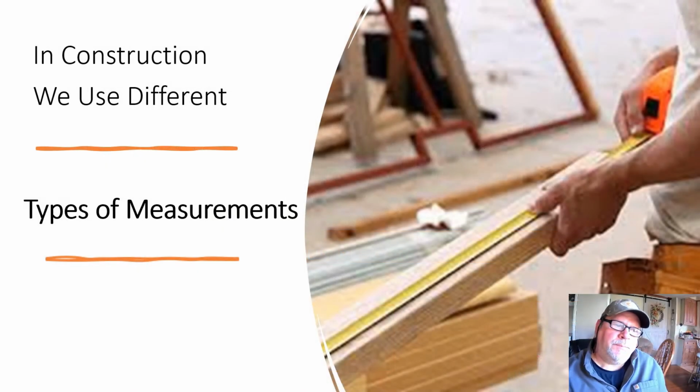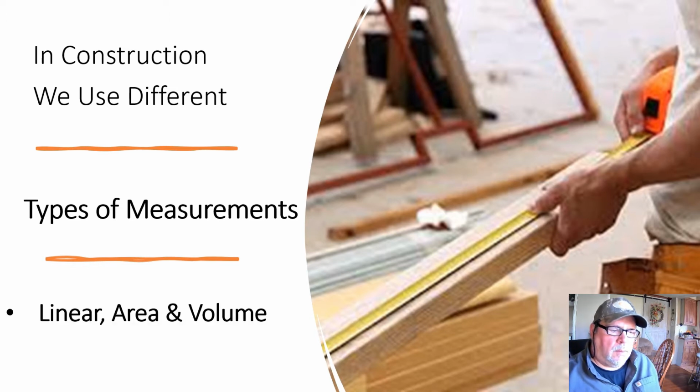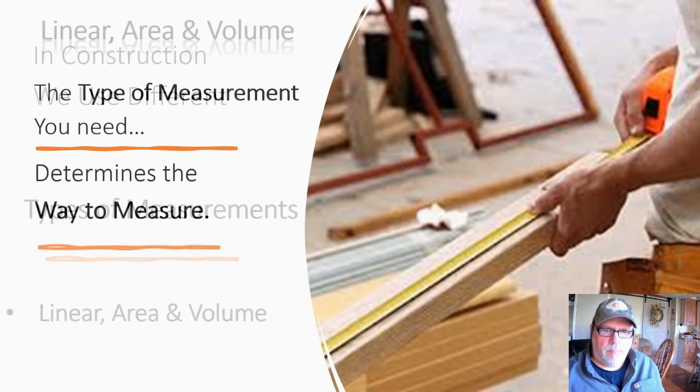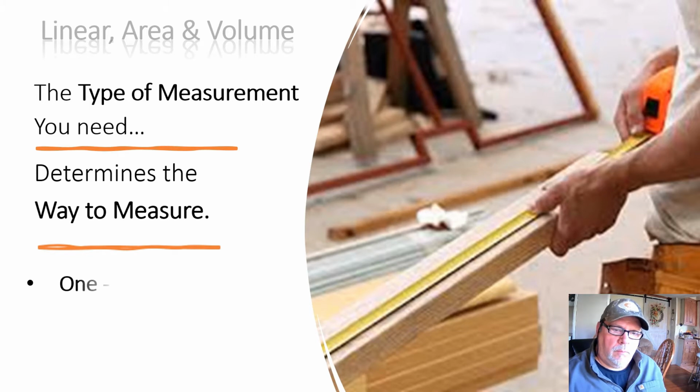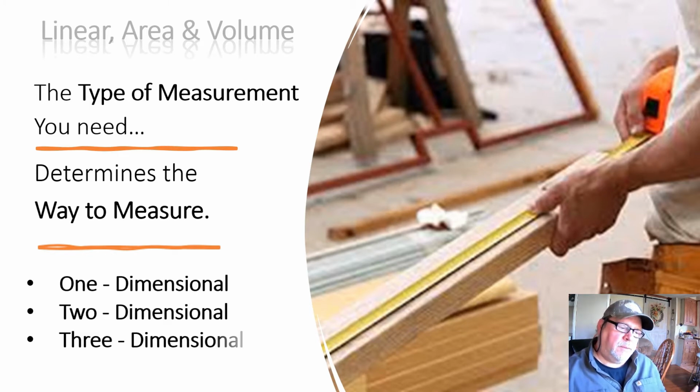In construction, we use different types of measurements: linear, area, and volume. The type of measurement that we need, whether it's linear, area, or volume, determines how we measure it. We can measure one-dimensional, two-dimensional, and three-dimensional.